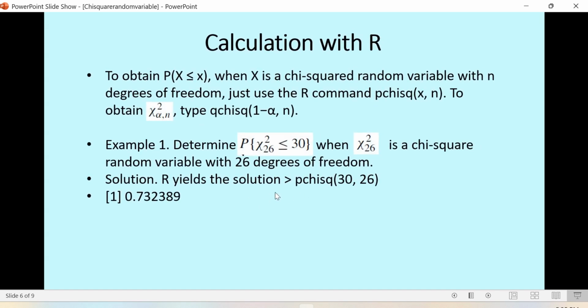So we just use the solution in R, this is for the programming in R. We just use pchisq(30, 26). The first is the critical value or the quantile value. The second is 26 degrees of freedom. This gives the cumulative probability for the chi-square.